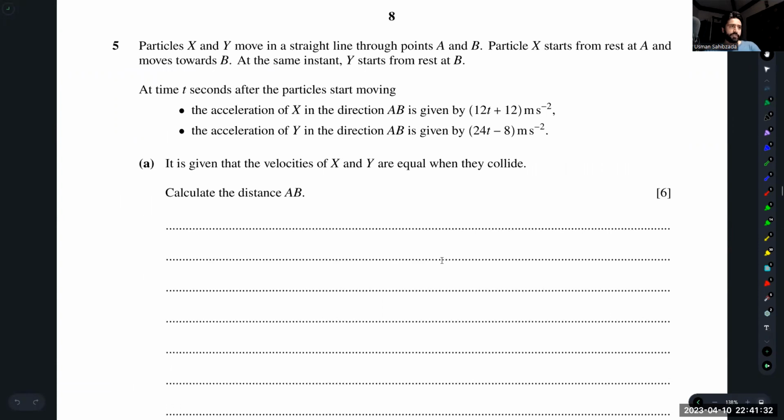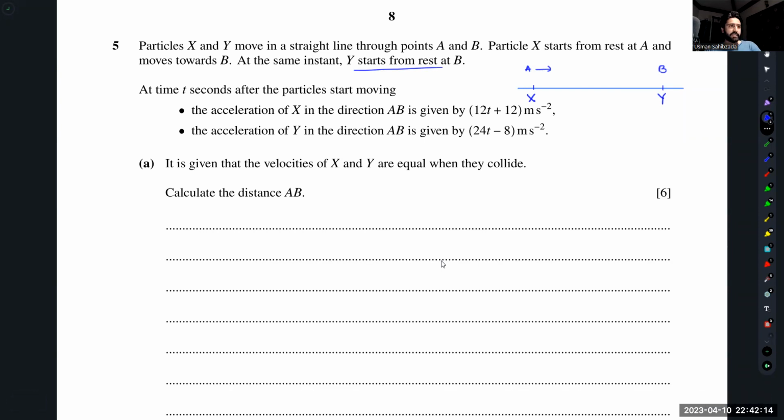Particle X and Y move in a straight line through points A and B. Particle X starts from rest at A. The good thing is it's a straight line. तो एक पार्टिकल रेस्ट से स्टार्ट हो रहा है और moves towards particle B at the same instant. तो यहाँ पे X है and that's why they're moving in a straight line. And Y starts from rest at B. It doesn't tell us where Y is moving.